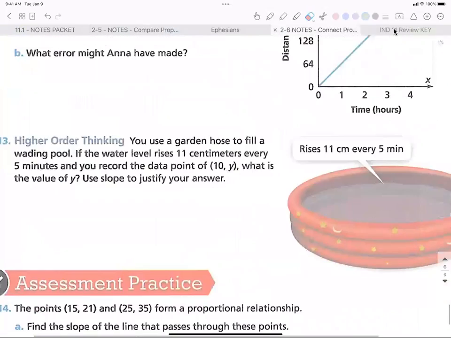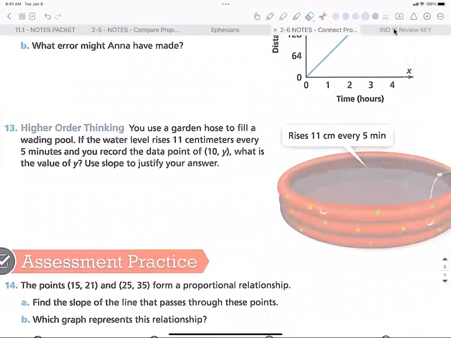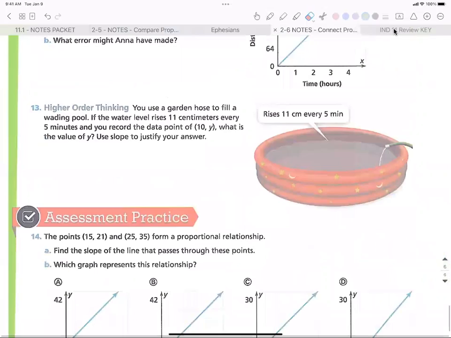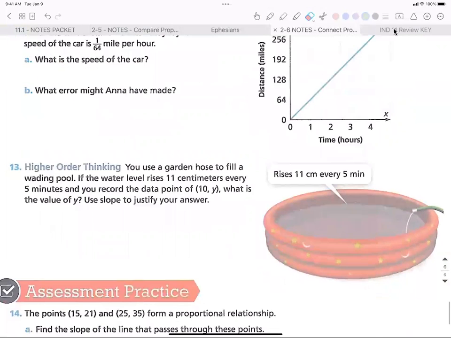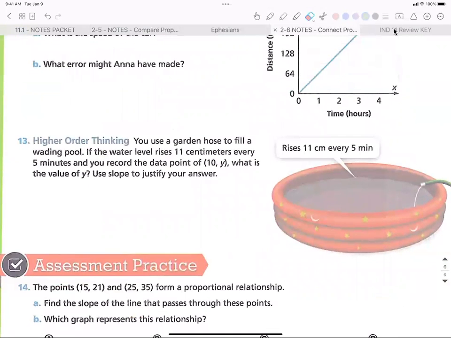One is a problem like this. So I want you to turn to page 132. Okay, page 132. It says you use a garden hose to fill a wading pool. If the water rises 11 centimeters for every 5 minutes, you record the data point (10, y). What is the value of y?